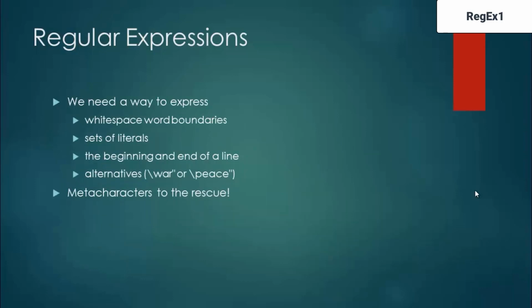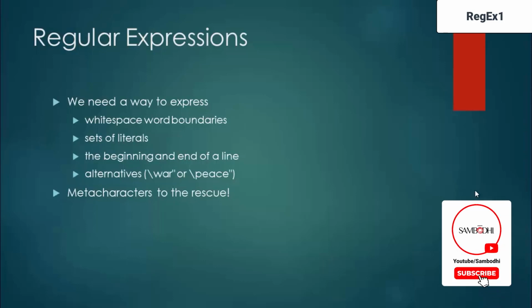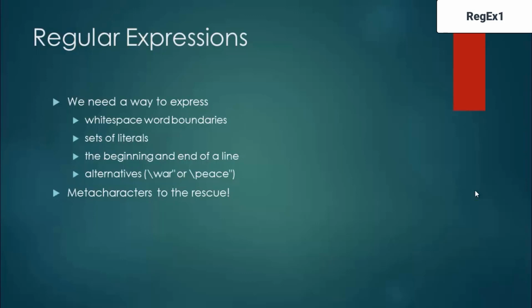What are the possibilities that you might need later? We need a way to express white space, word boundaries, sets of literals that you might need to extract from the data, the beginning and end of a line, and alternatives. For example, the same word can be described differently, like someone using a nickname for a person. In the previous example we saw Clinton, and maybe his nickname was Clinto or something, but you want to search for both Clinton and Clinto. So how do we do that? We have these meta characters which define the set of literals, and they will be helpful for extracting those kinds of data.